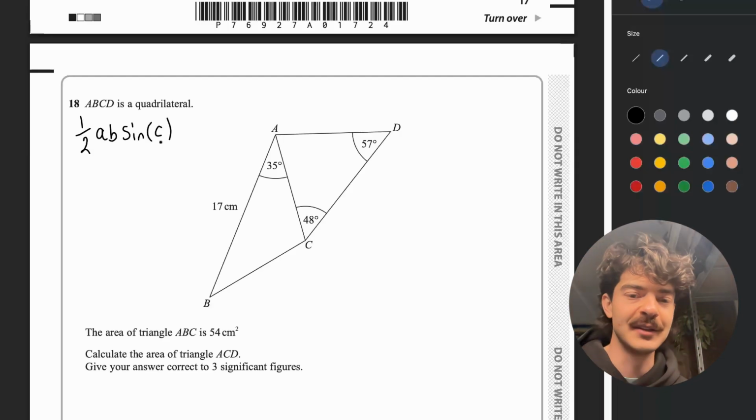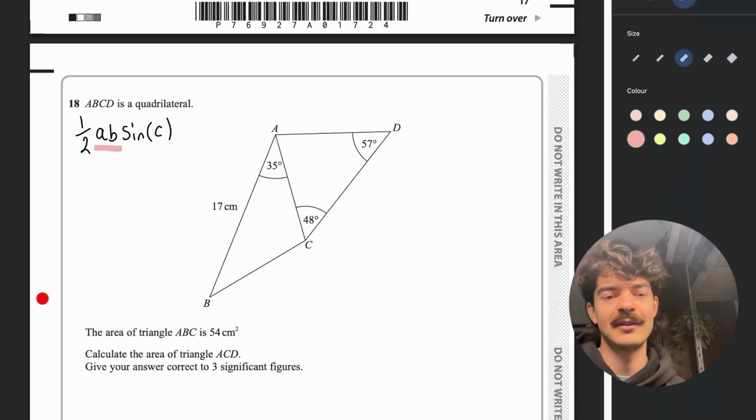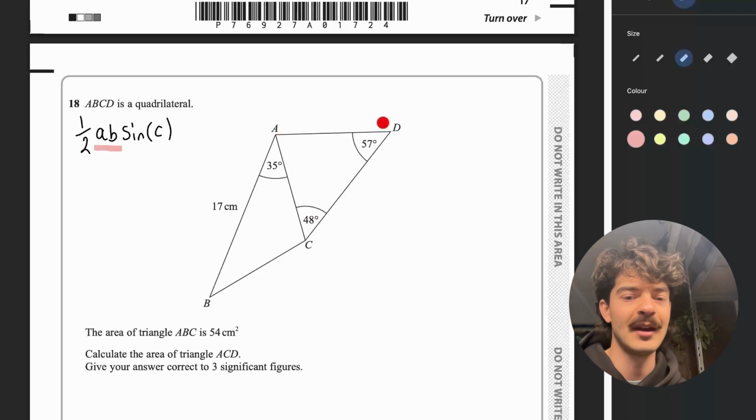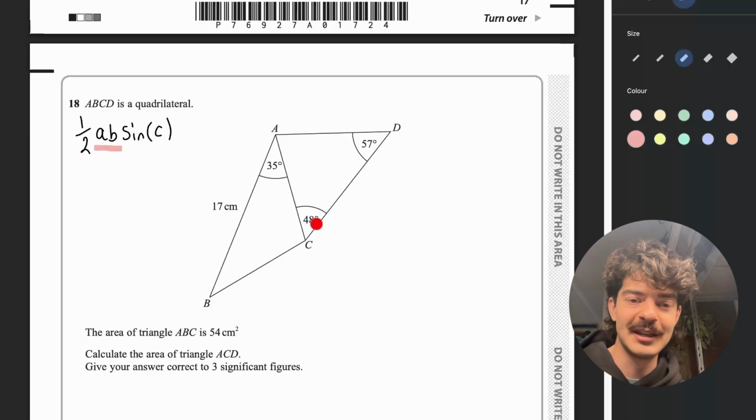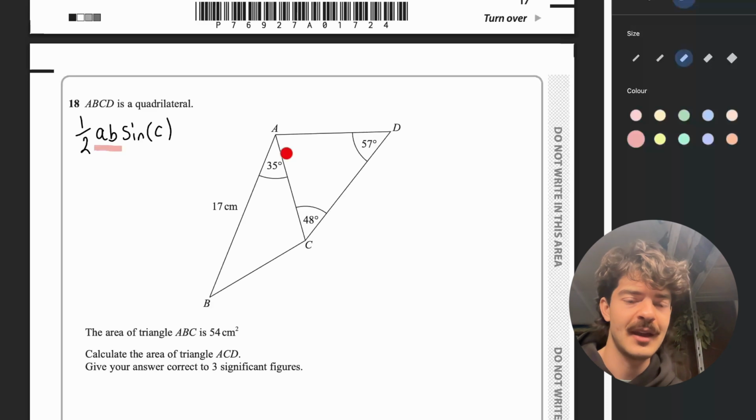So our objective is to find the size of this triangle over here. But to do that, looking at our formula, we're going to need two side lengths. We currently have two angles, right? So we need to find two side lengths in here that we don't currently have. Sine C can happily be any of these two angles that we've already got, or even this one. So how can we help ourselves here? How can we make life a little bit easier for us?